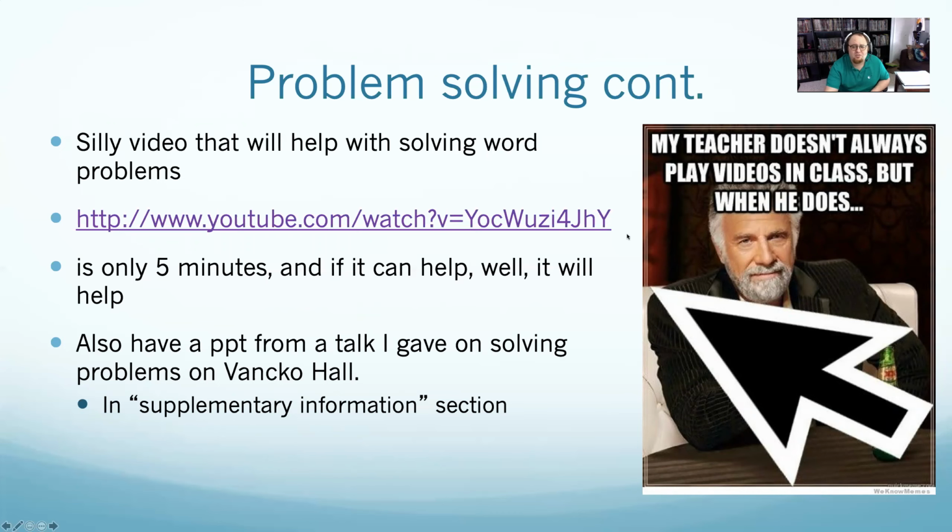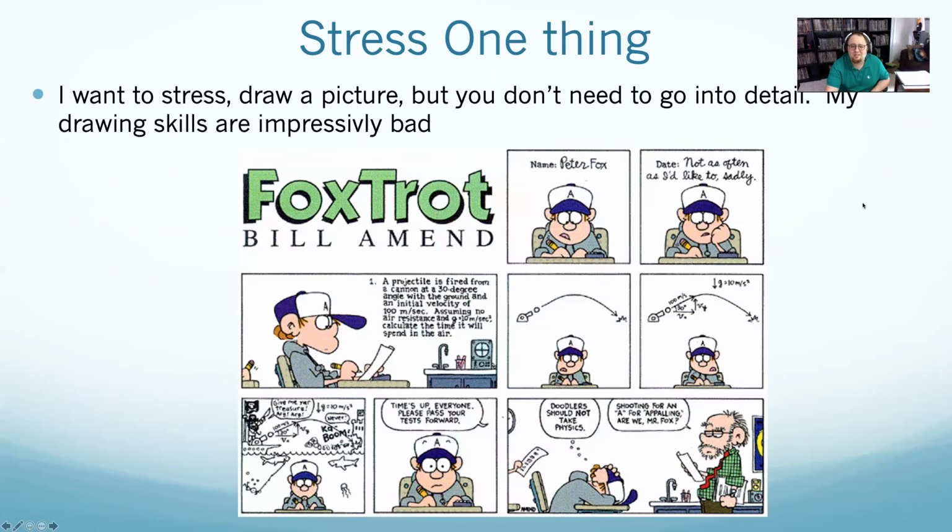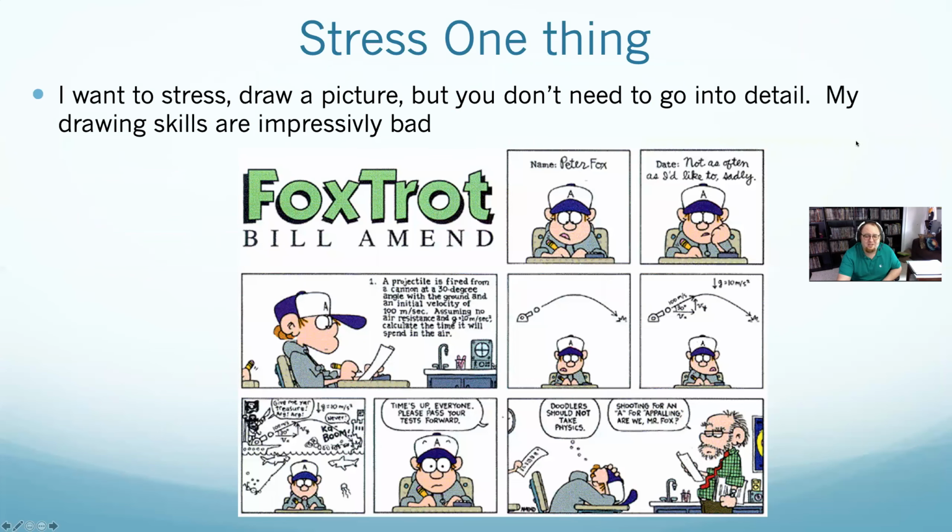Also, I do want to stress drawing a picture is important. Don't worry about details. I have seen many exams where people have spent a lot more time drawing the picture than they have solving the problem. Don't worry about that too much.